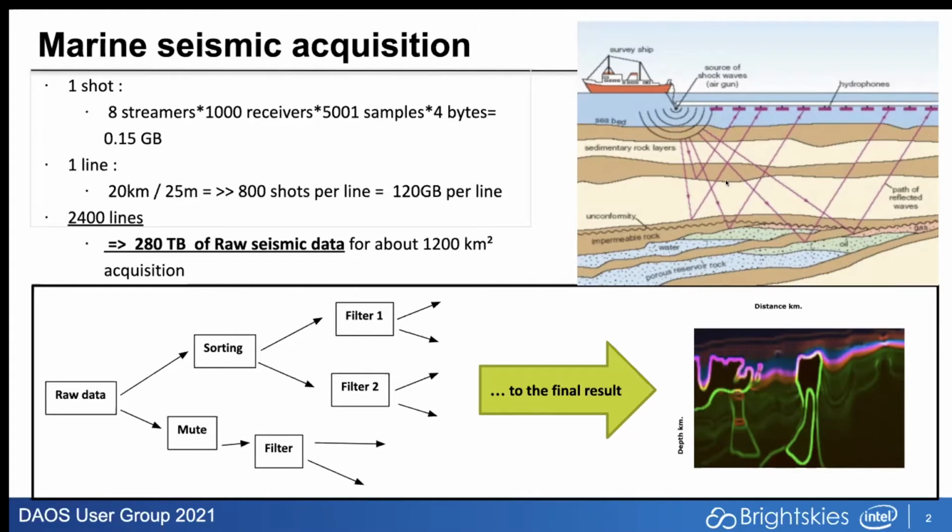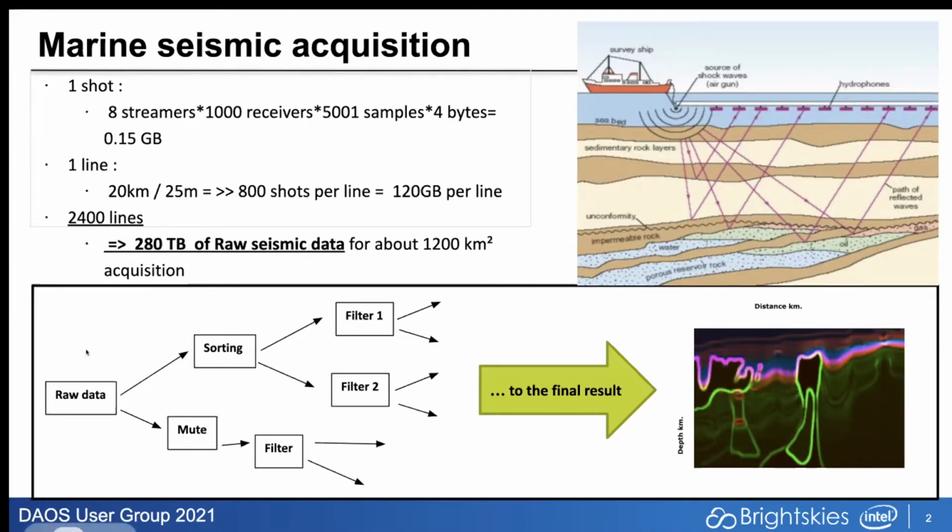The reflected waves are then collected by hydrophones or receivers, and each of these waves represents a trace of data, which is the fundamental building block of seismic data. Each blast from the source represents a shot and produces thousands of data samples. This is why an area of 1,200 square kilometers can produce around 280 terabytes of raw seismic data, or even petabytes for larger survey areas.